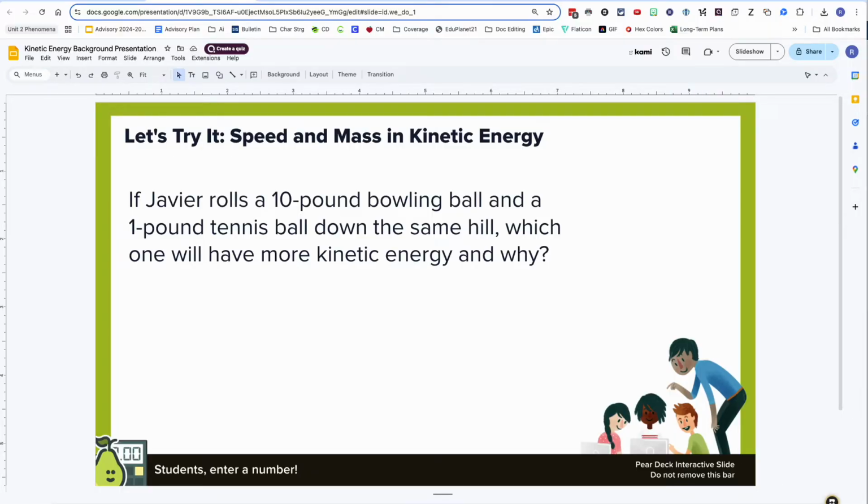Let's try it. Speed and mass in kinetic energy. If Javier rolls a 10-pound bowling ball and a 1-pound tennis ball down the same hill, which one will have more kinetic energy and why? Write your response in the space below.